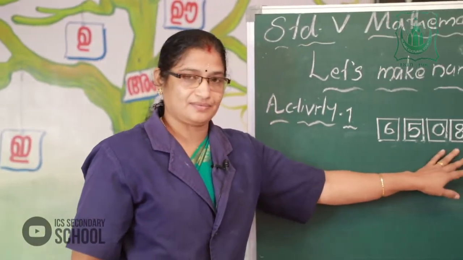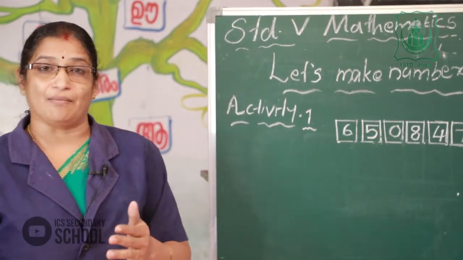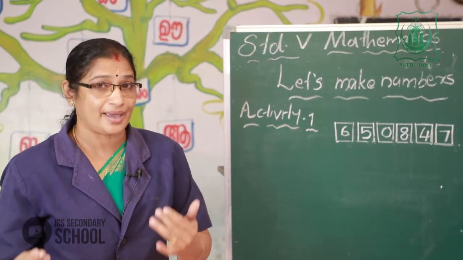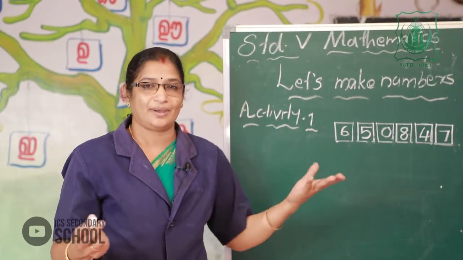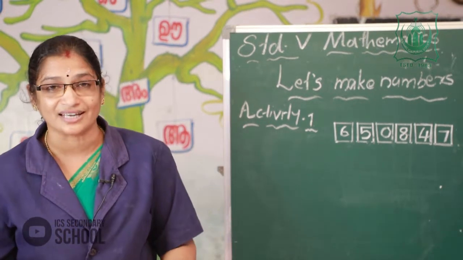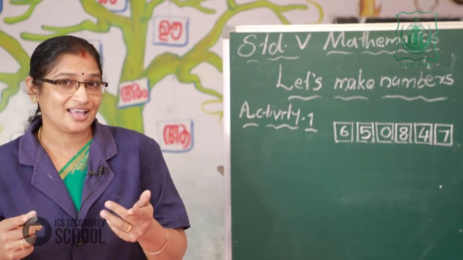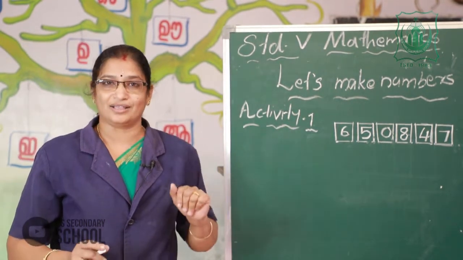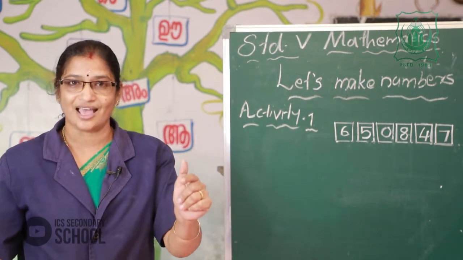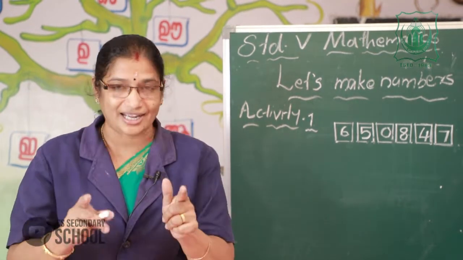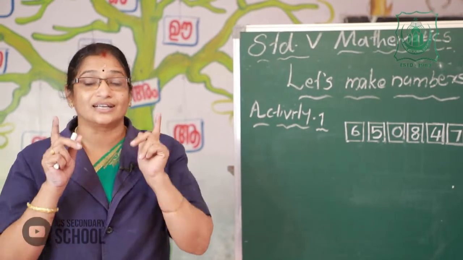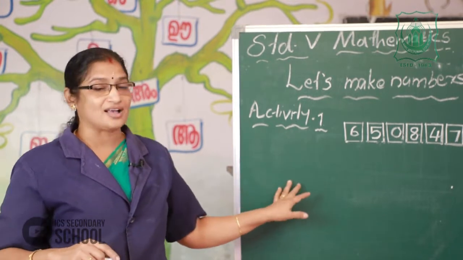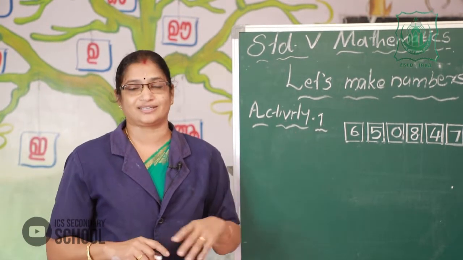These are some numbers. What is the largest number? How can we make the largest number? Let's try. To get the largest number, the first digit should be the largest number, the second digit should be the largest of the remaining, and the third digit should be the largest of the remaining in this order, and the last digit will be the smallest.